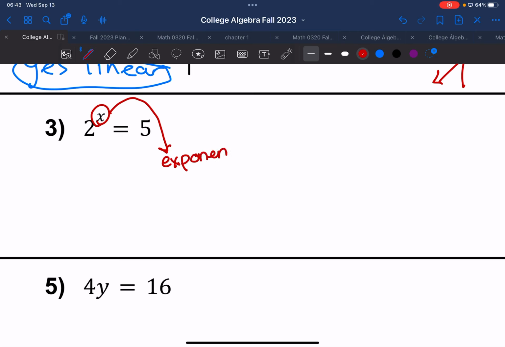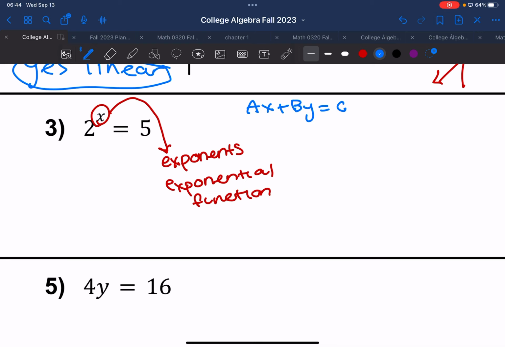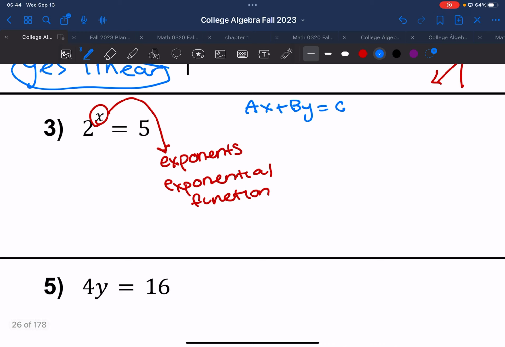If we see our variable in the exponent, what type of function is this? It's not linear. Any guesses? Just remember that mathematicians are not very creative with their names. It's an exponential function. So that means this is not in that ax plus by equals c form, which makes sense because this is not a linear function, this is an exponential. So we would say our answer is no.